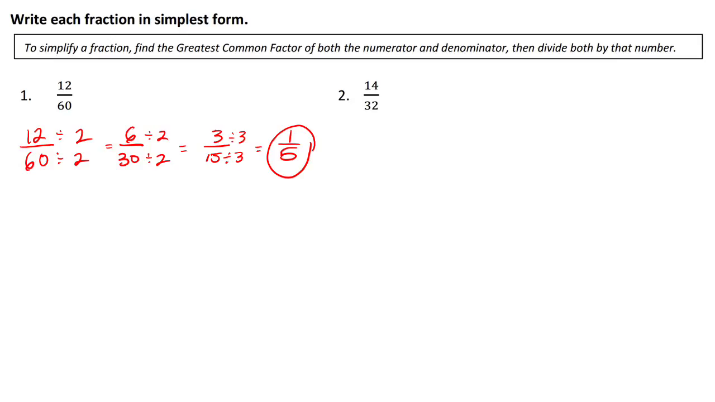What about 14 over 32? So what we can do is divide the top and bottom by 2 because we know they're both even numbers. That gives us 7 over 16. And we know that that is already simplified.